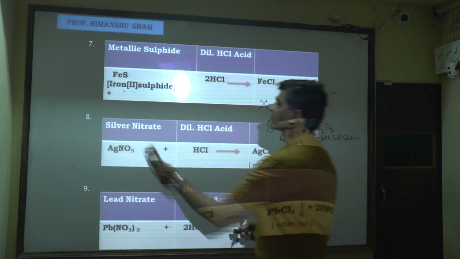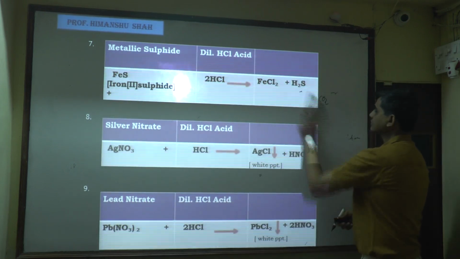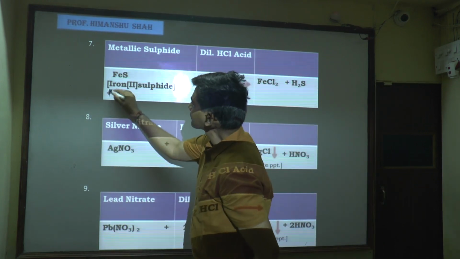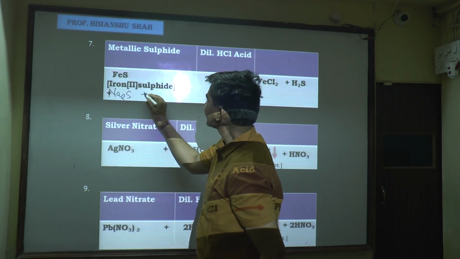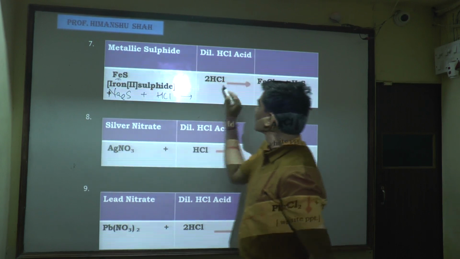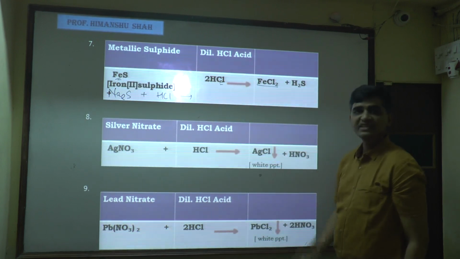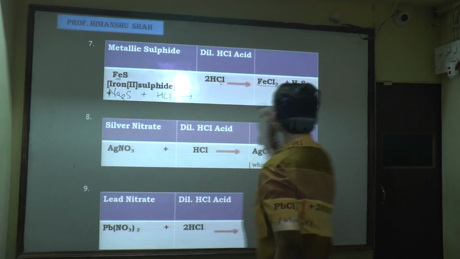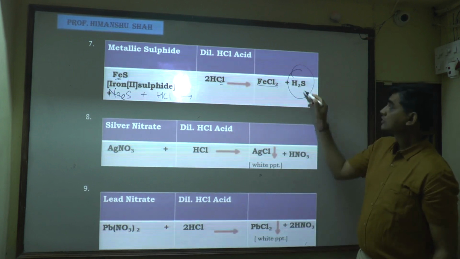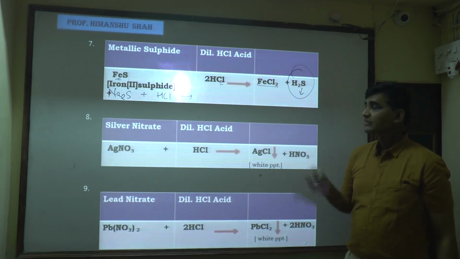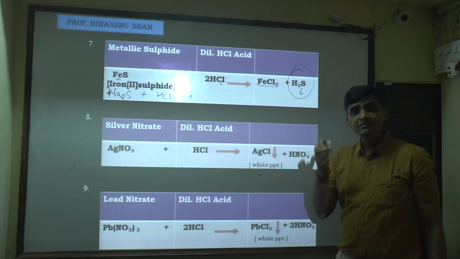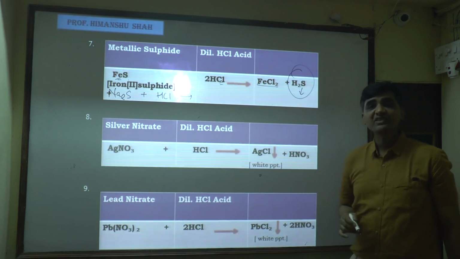Next is iron sulfide, or you can take sodium sulfide, treated with hydrochloric acid. This Fe and Cl gives you a salt FeCl2, and H and S will give you H2S gas. Hydrogen sulfide is a colorless, rotten egg smelling gas, turns moist lead acetate paper silvery black.